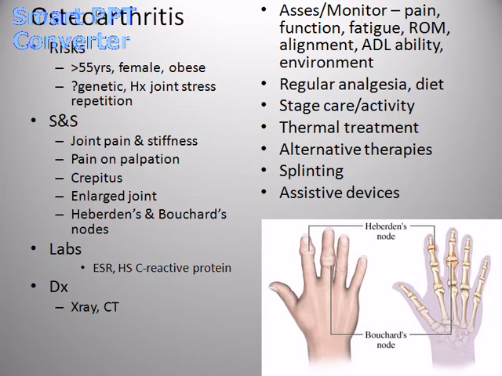Inflammation that results in secondary synovitis is an indicator that the disease has advanced. So when we look at lab tests, we see an increased ESR, and high sensitivity C-reactive protein may be increased slightly, and that's probably related to the secondary synovitis.